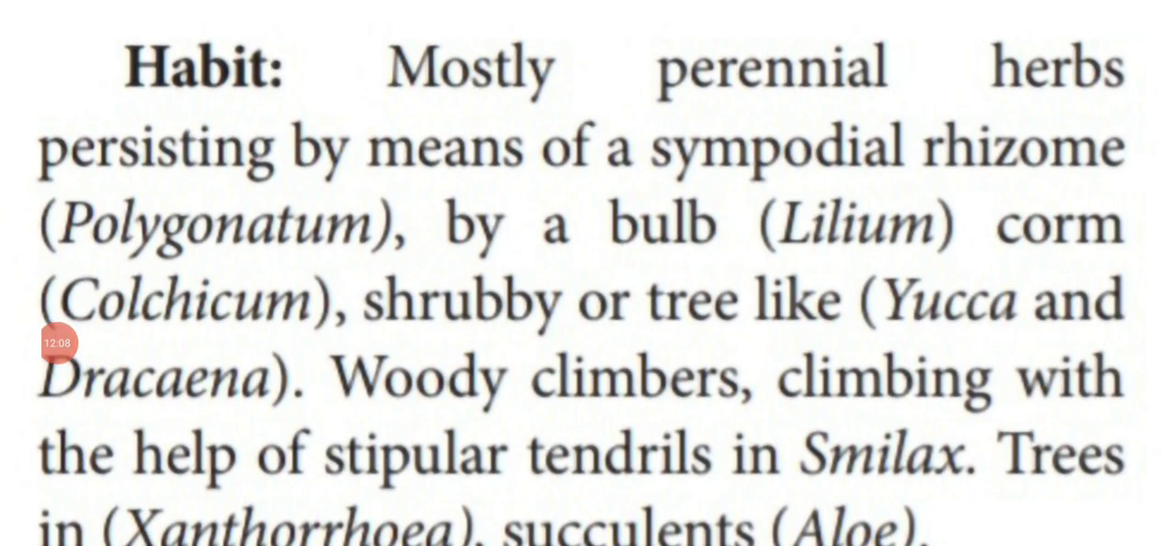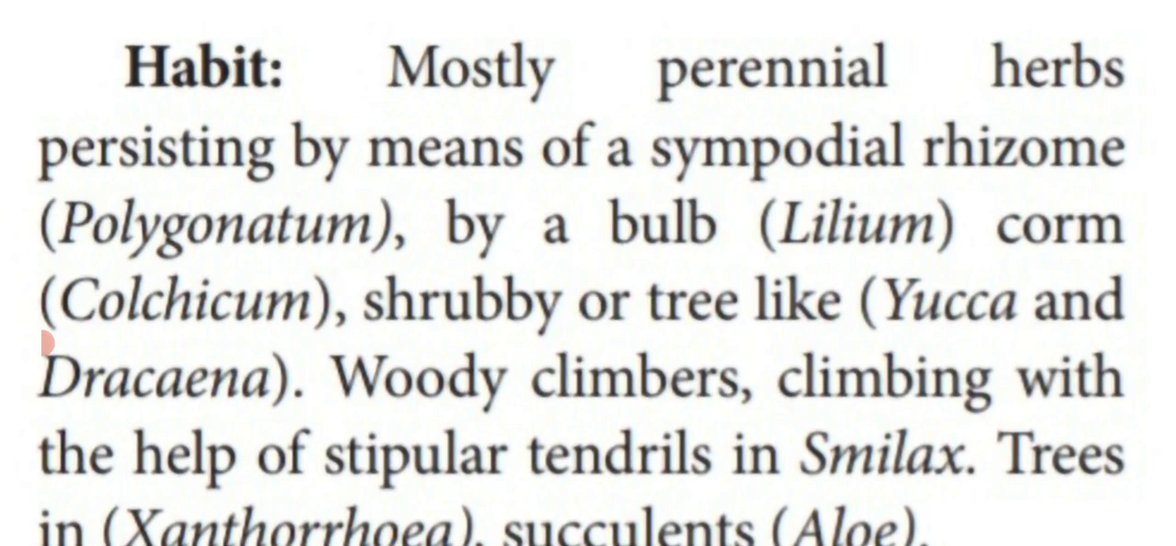Next, habit. Most of the plants are perennial herbs. What is a herb? A plant up to 3 feet in height from the ground level is known as a herb. And also perennial. Perennial means their life cycle is completed over more than 2 years. In Tamil, it is known as pallandu thavaram.